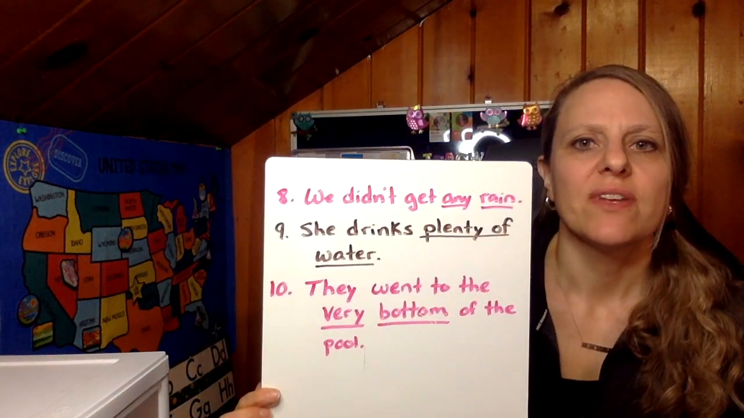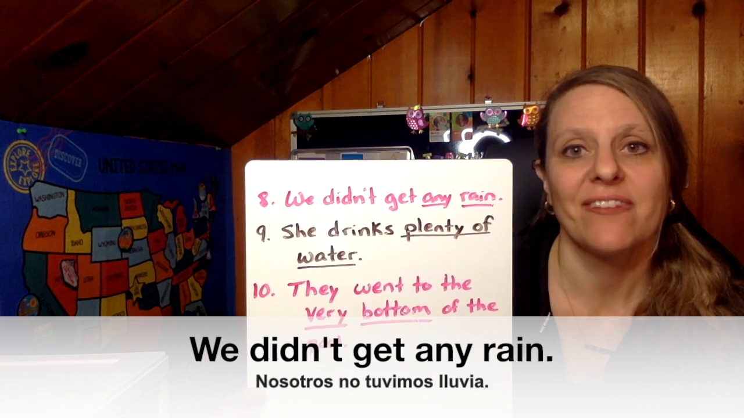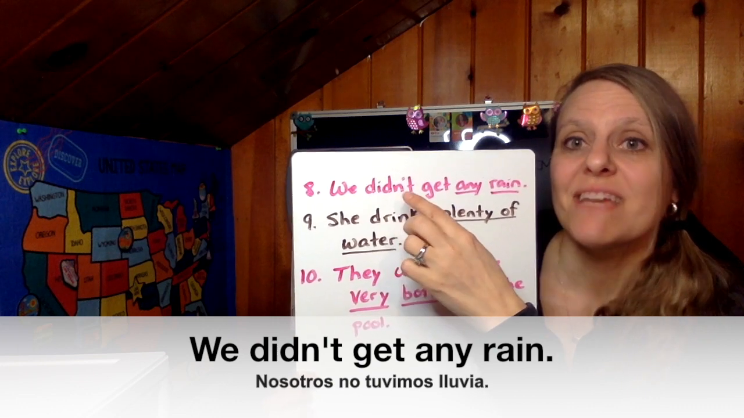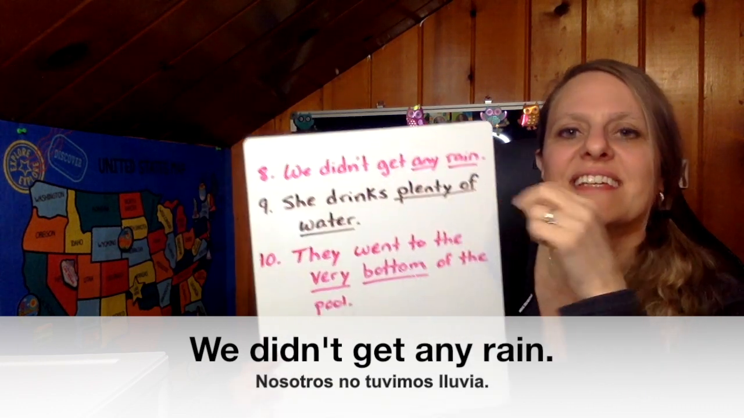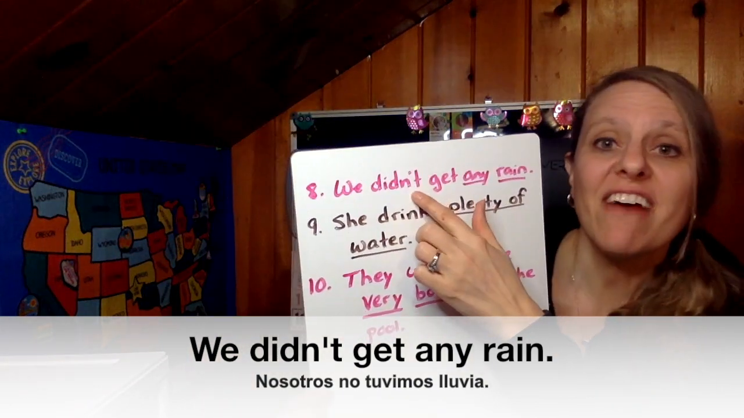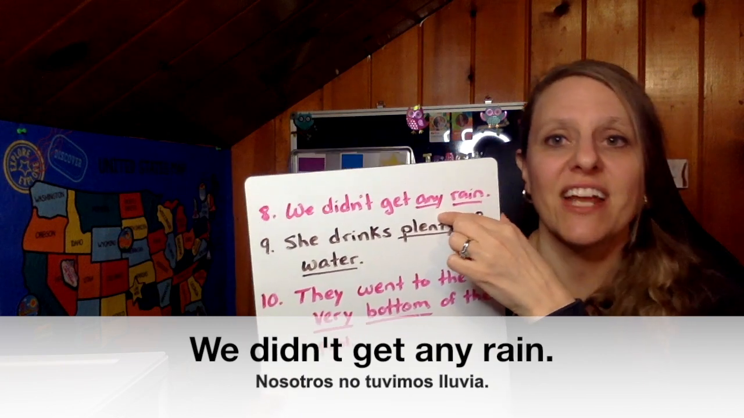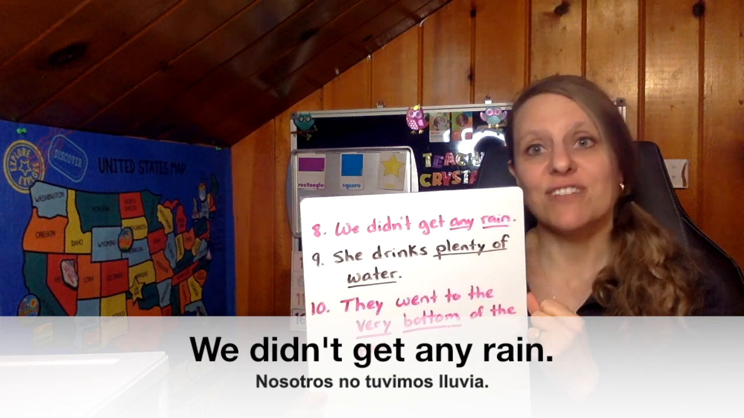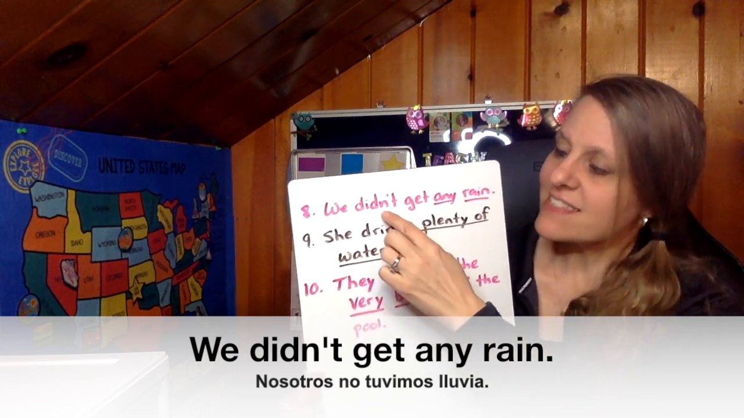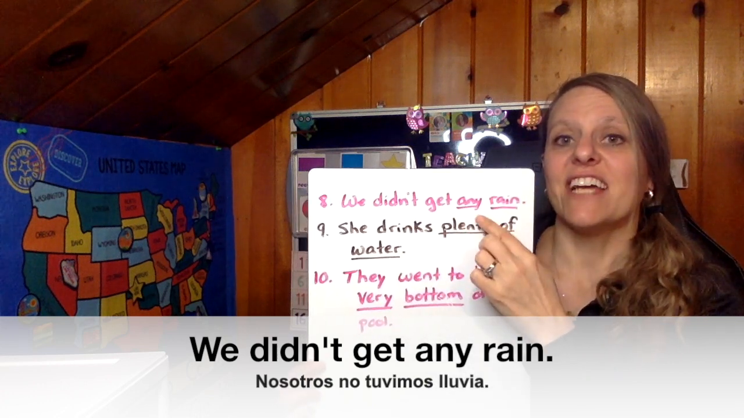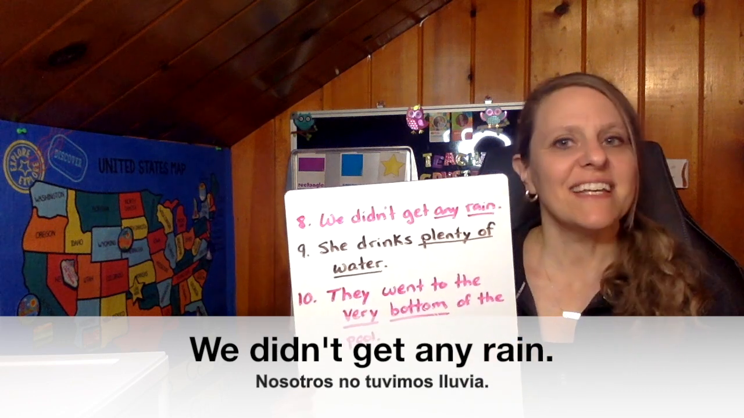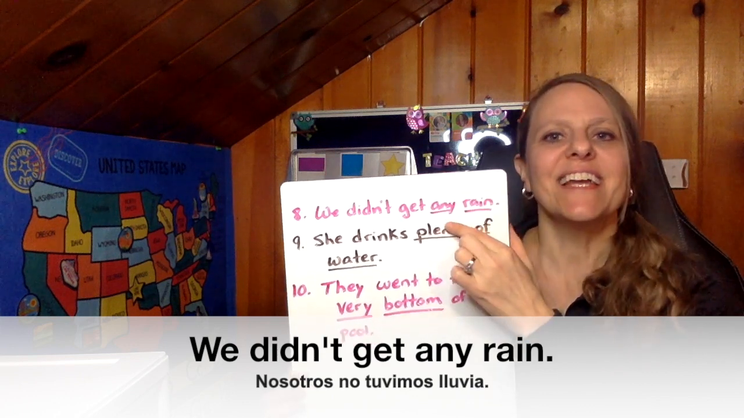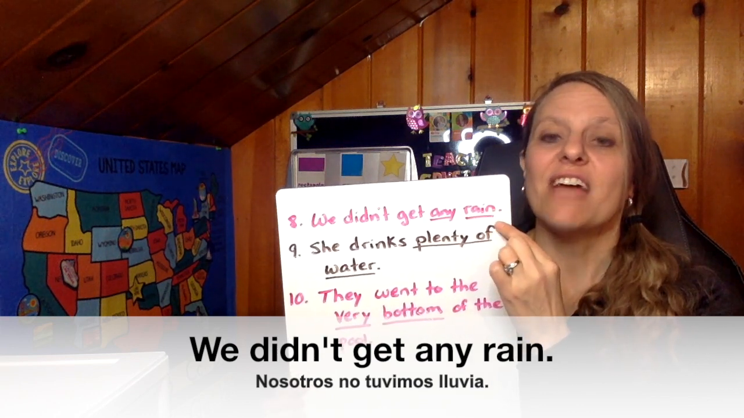Number eight. We didn't get any rain. Didn't is did not. It is in the past tense, but it is a contraction. We didn't get any rain. When we have a negative here, we cannot use another negative. So you cannot use no, because that would be two negatives in the same sentence. And you can't have two negatives in the same sentence. So in this case, if I have not here, then I change no to any. We didn't get any rain. Rain cannot be counted. So any is our adjective of quantity, and rain is the noun.